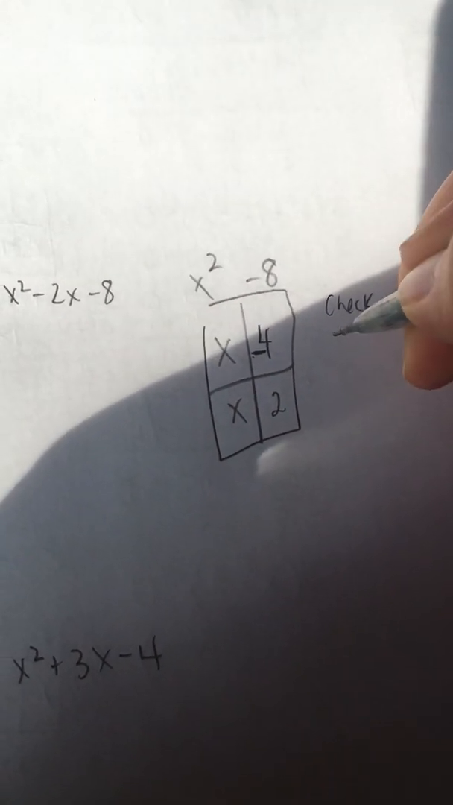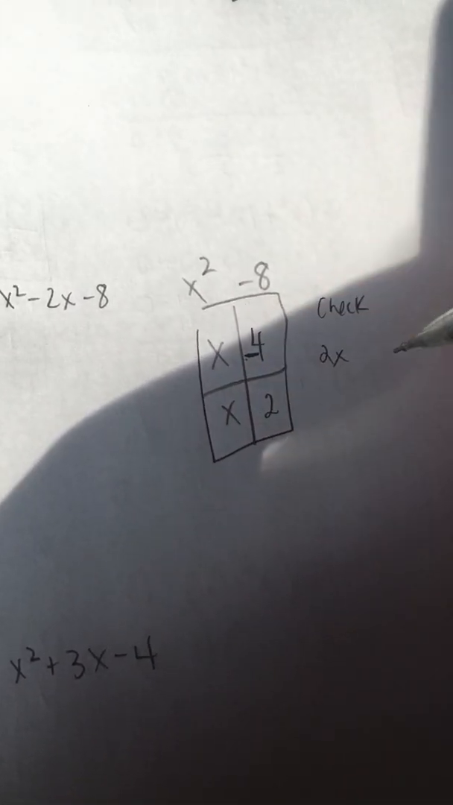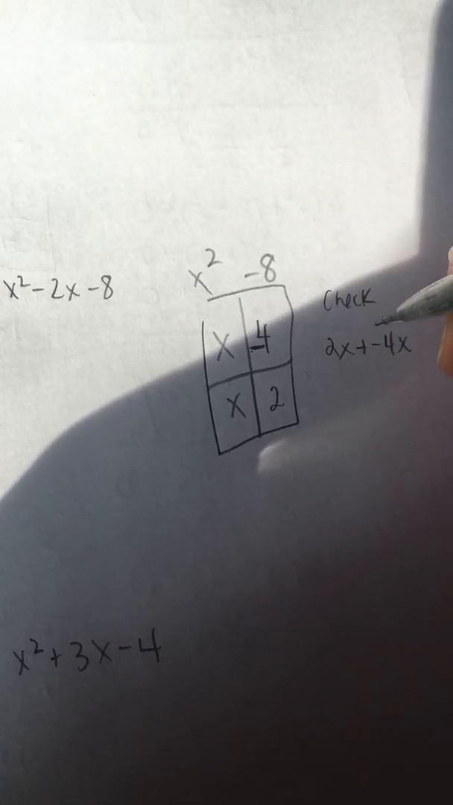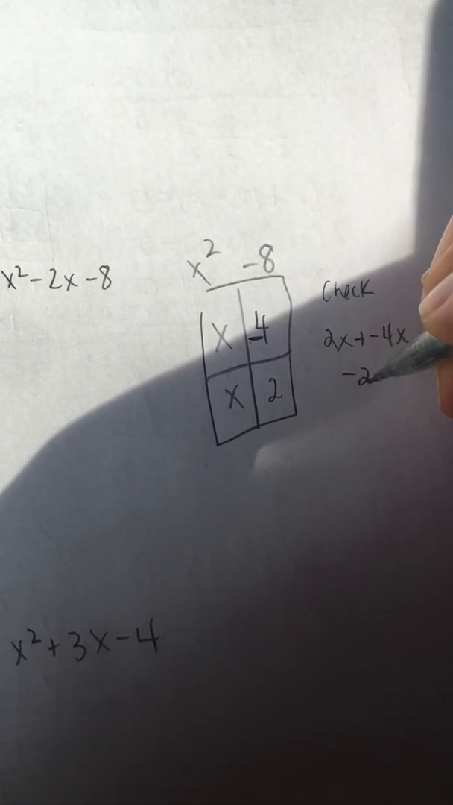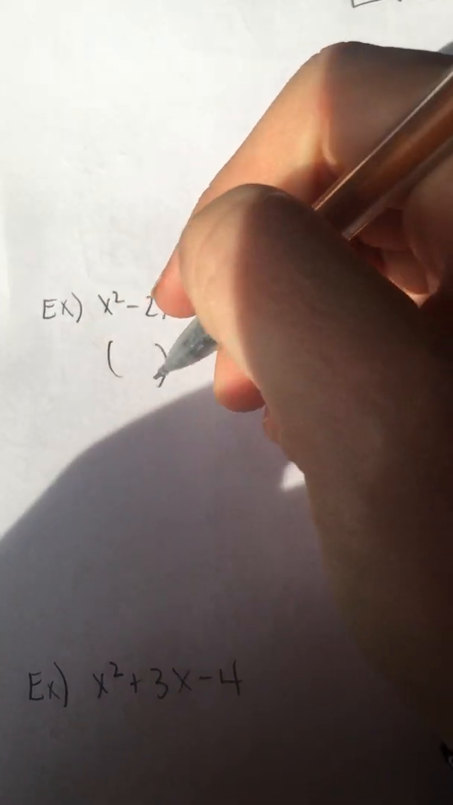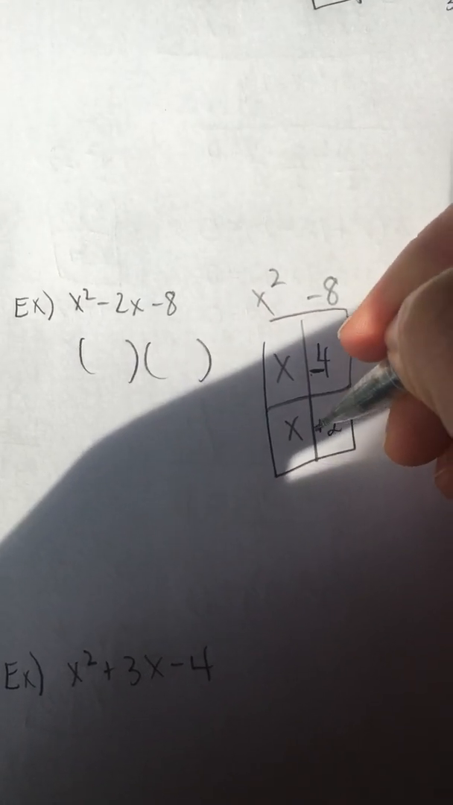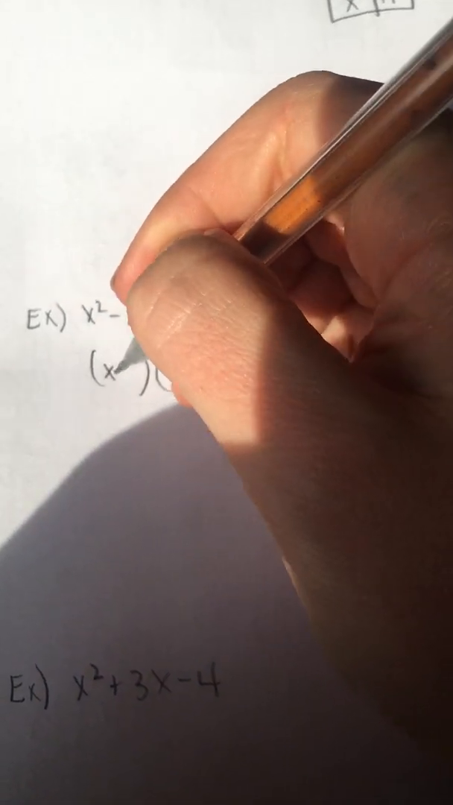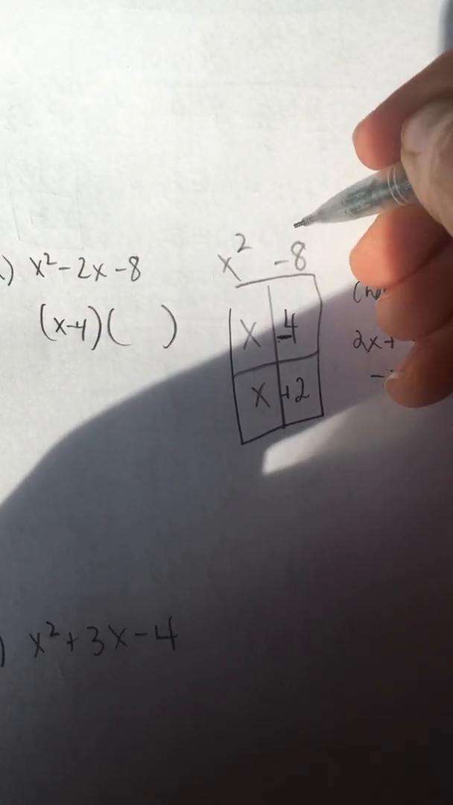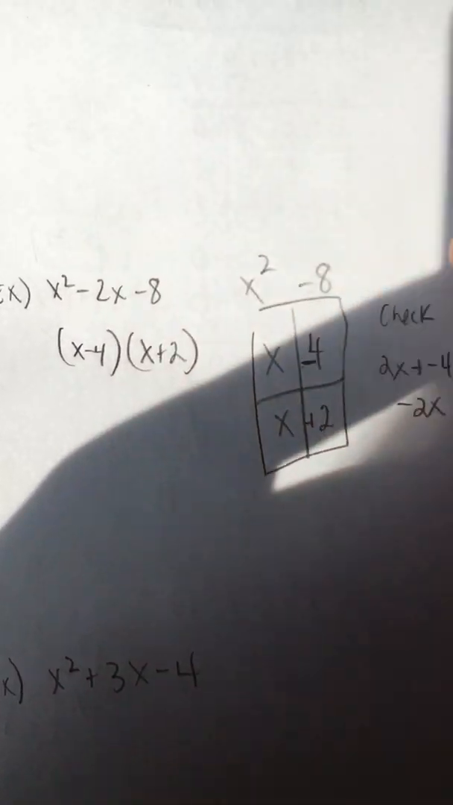Checking diagonal, multiply to get 2x, multiply to get negative 4x, add together, different signs, subtract, keep the sign of the bigger, negative 2x. Does that match our middle term? Yes, it does. My box is correct. First factor is going to be x minus 4. This was a positive 2, right? A negative times a positive is how we get a negative. So we get x plus 2.